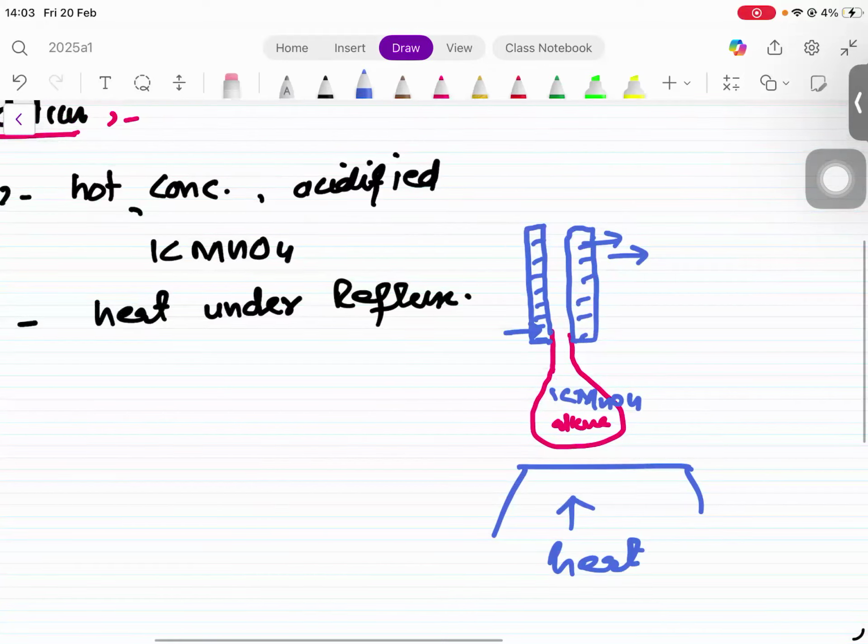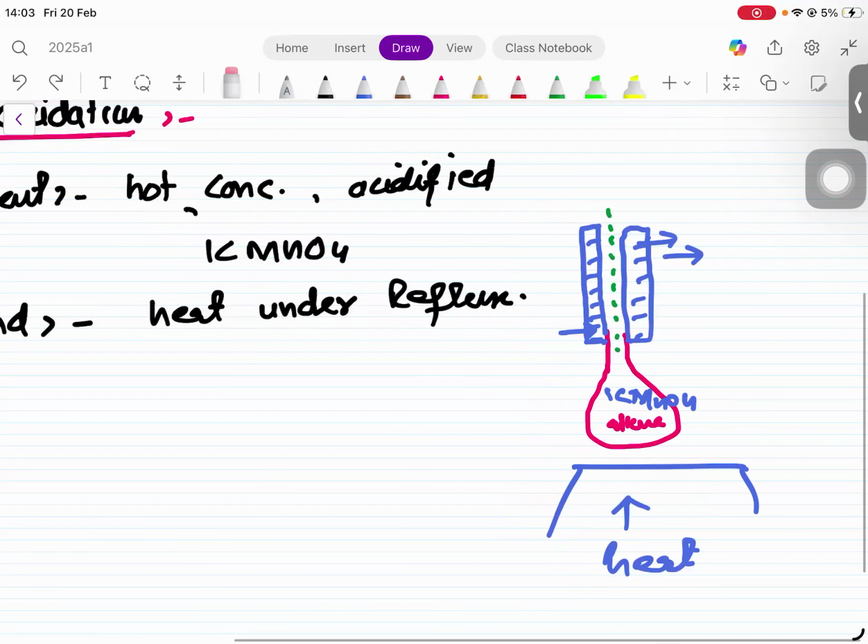And these vapors, they escape because otherwise they don't react. If you don't heat, the alkenes don't react with KMnO4. If they react, the diols and other products are formed. Now if there is no condenser, or if it's not working, all the vapors will escape. So in this position, these condensers don't let the vapors go out. As soon as the alkene vapors reach there, they return back into the same container here. You got it? This is the reflux meaning.